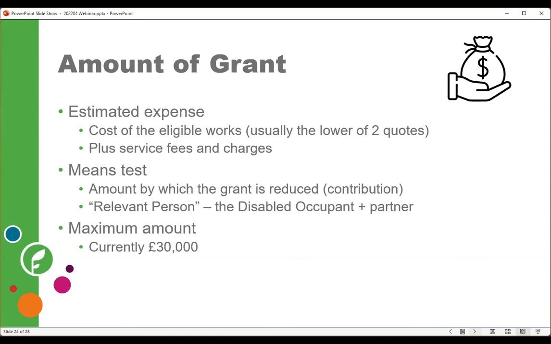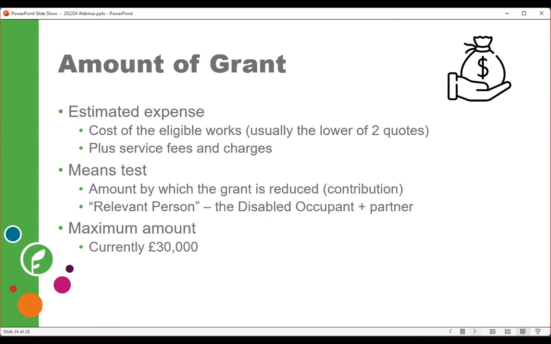You would add your service fees and charges to that. So if there's any agency fees to support the person through the process, you would add those on. And then the means test would potentially reduce that amount. The term contribution isn't mentioned anywhere in the legislation. It's the amount by which the grant is reduced.